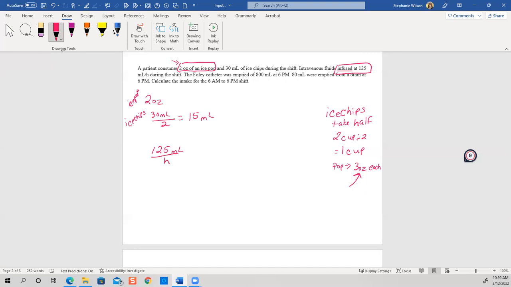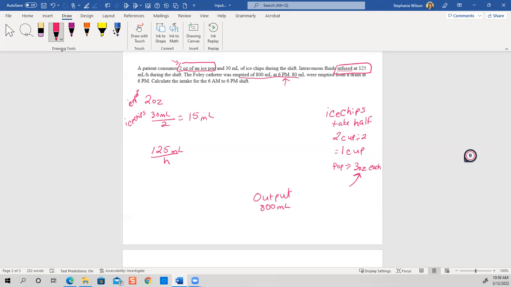And then they have emptied a catheter. So that's an output. This is all input. So we got output of 800 milliliters during this shift. And they said they did it at the end of the shift. I'm not sure if they do it throughout the process, but whichever it is, it's made the statement here.